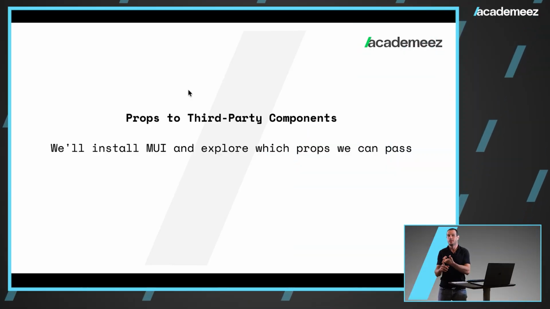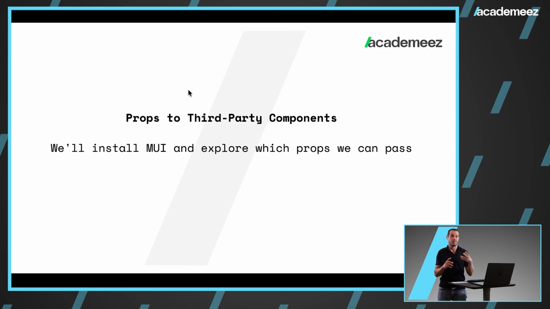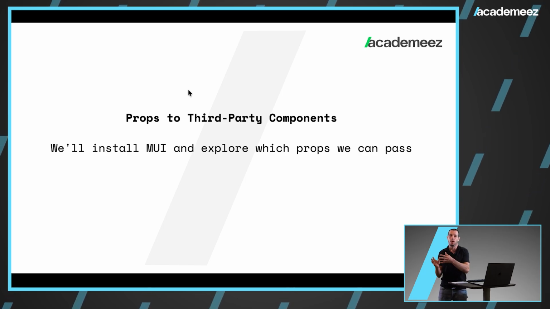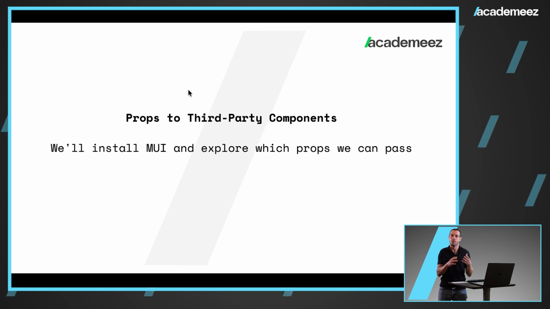How do I know which props to pass to DOM elements, and how do I know the props I need to pass to my own project, child components, or some other developer in my company that created a component? How do I know which props to pass to our own components? And now let's talk about how do I know which props to pass to third-party components.